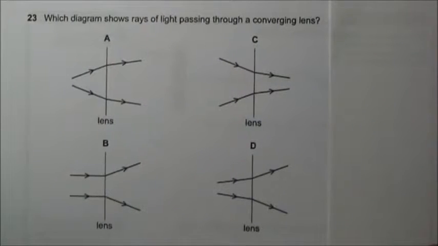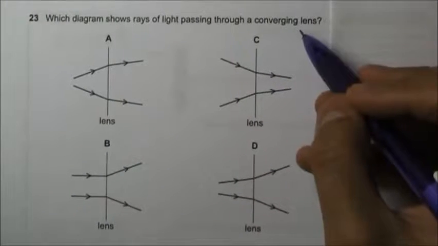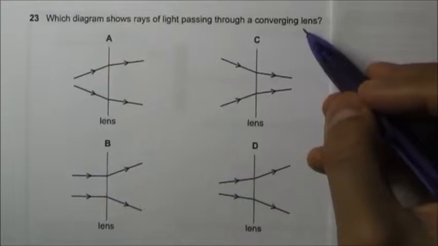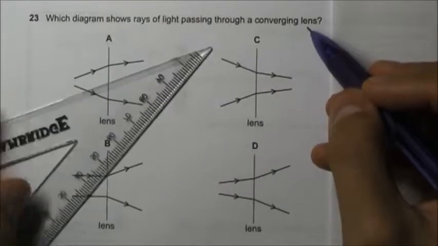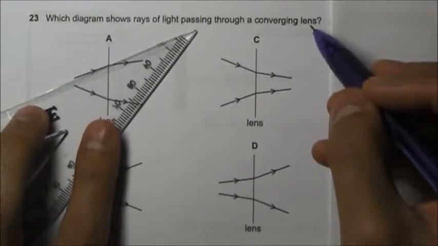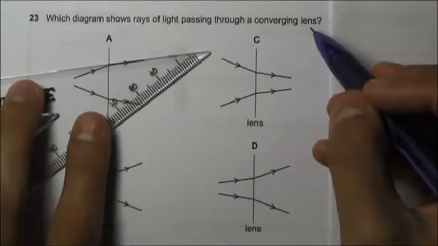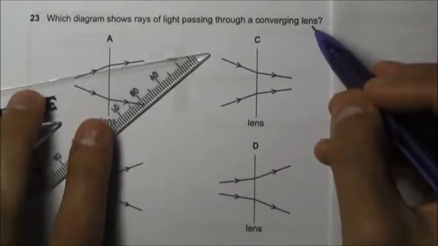Okay, to do this question, we need to bear in mind that a converging lens will always bend the light inwards. So using a ruler or a set square, we see that when the light passes through the lens, it actually turns inwards. So A is the answer.